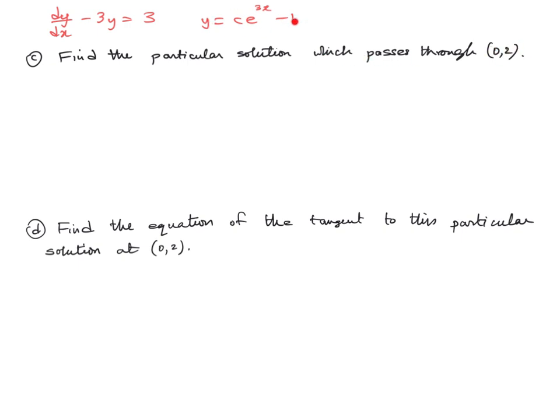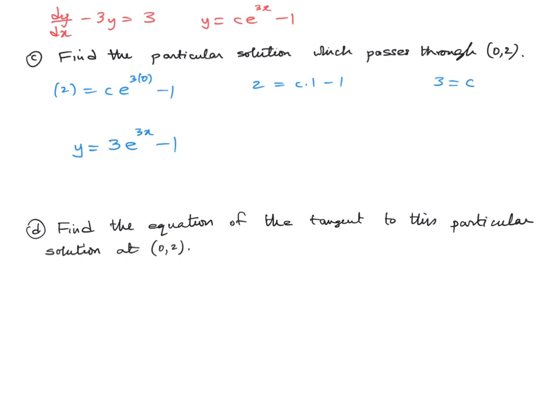Well, since we know this family of solutions works, I basically have to figure out which of the functions that look like this would go through (0, 2). So literally I have to plug (0, 2) in and find out what c is. So I plug in 0 and 2, and I simplify e to the 0 as 1, and I solve for c. I get c equals 3.